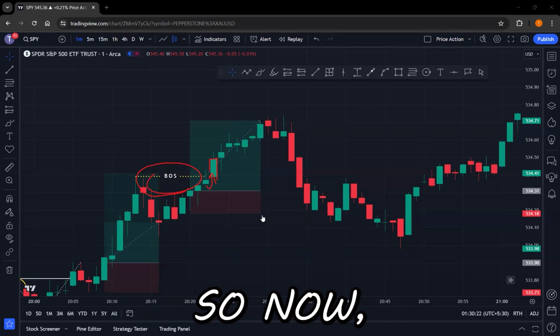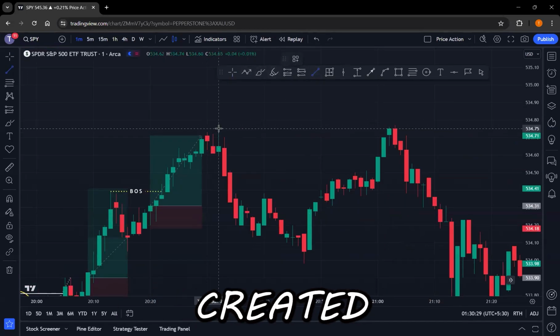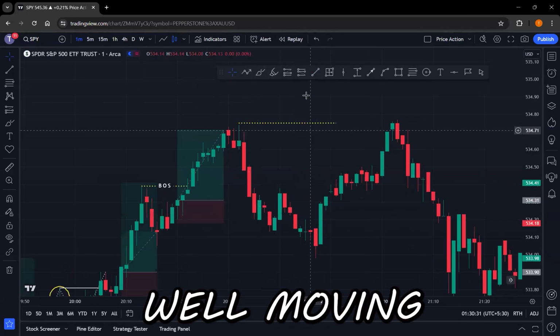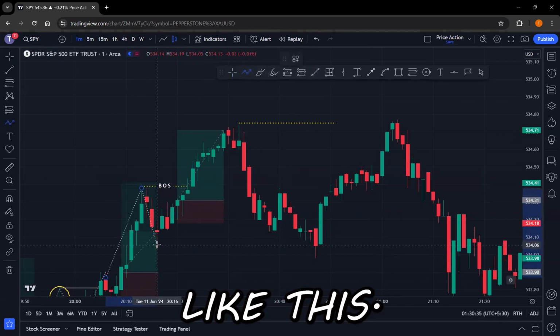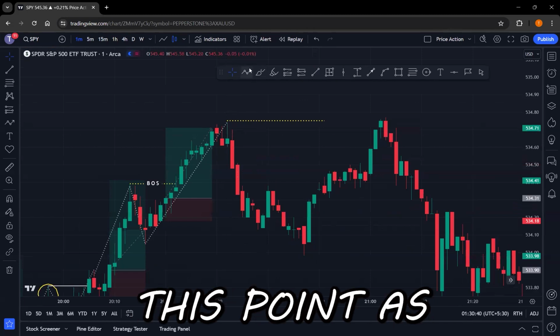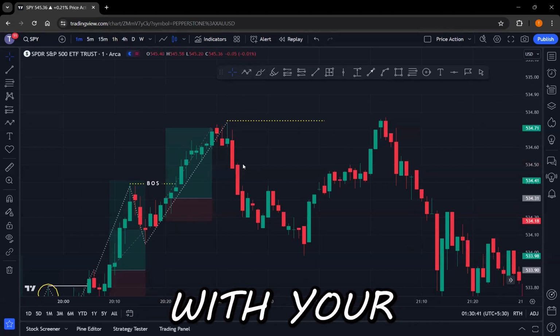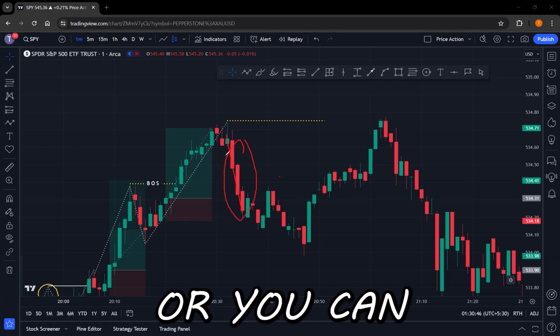Okay guys, so now let's look at the next resistance in the market. So what is happening over here? The price created another resistance at this level. While moving towards the upside, the price continues its major direction, creating a sell leg and then a buy leg again. The price has started creating a sell leg again from this point, and you can see properly with your naked eyes that the price is going towards the downside with huge momentum, or you can say with strength.